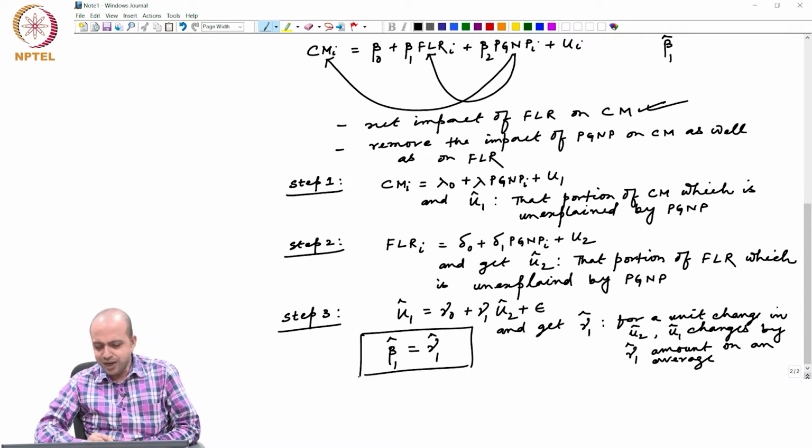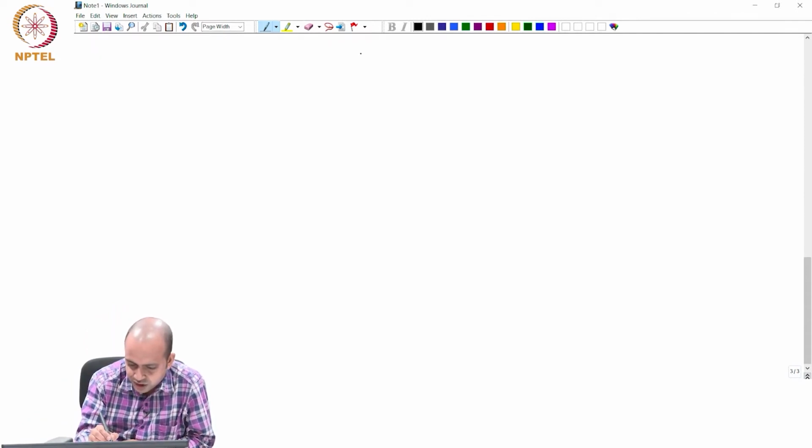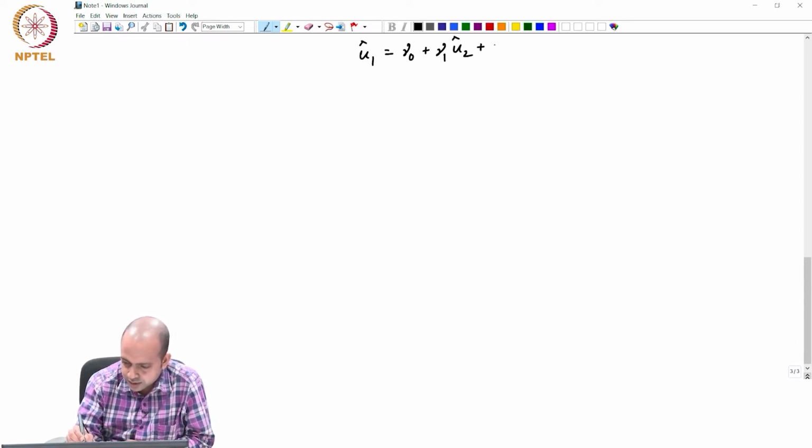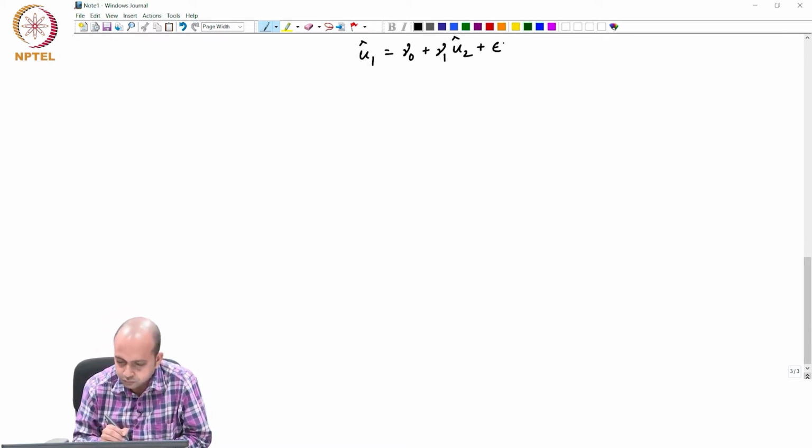So, I will make you understand what is the mistake that I have committed in step 3. In step 3, basically what we did, u1 hat equals gamma 0 plus gamma 1 u2 hat plus epsilon. That is the equation we have specified, right.